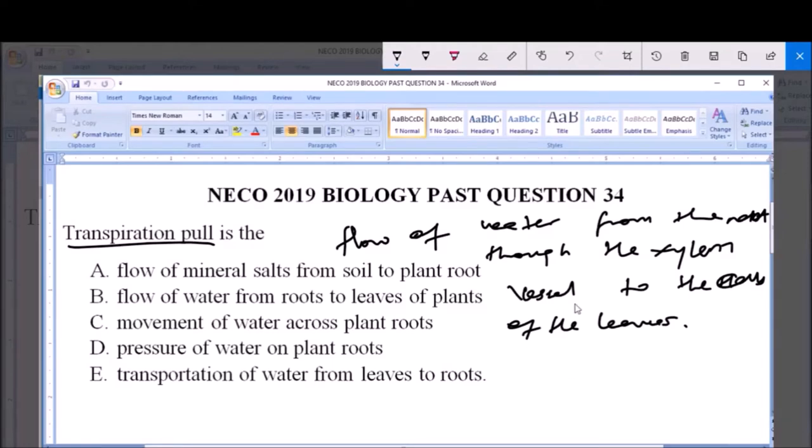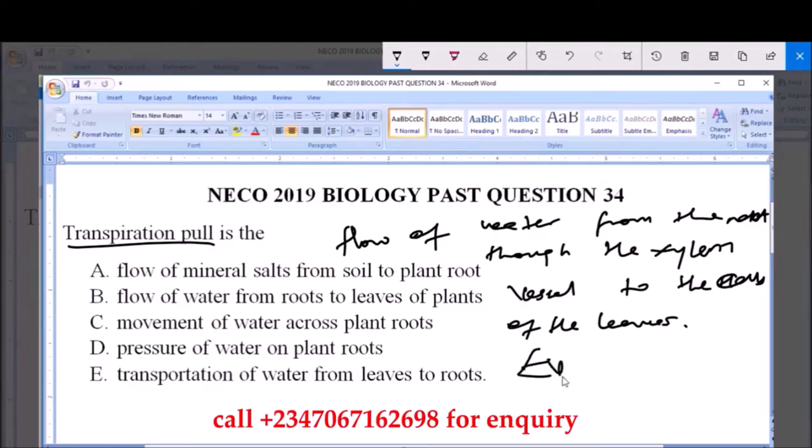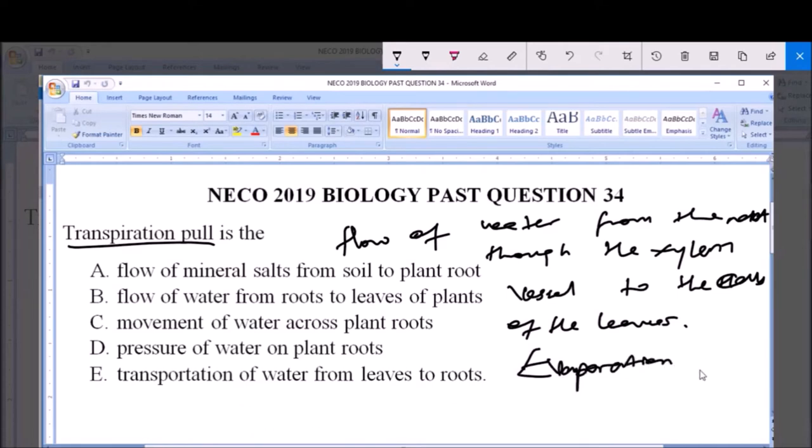So after this water has been moved to the cells of the leaves, evaporation will then occur, and the water diffuses out of the plant as vapor through the stomata. So transpiration pull simply involves the flow of water from the roots to the leaves of plants for transpiration to occur. So option B is the right answer to this question: flow of water from the roots to the leaves of plants.